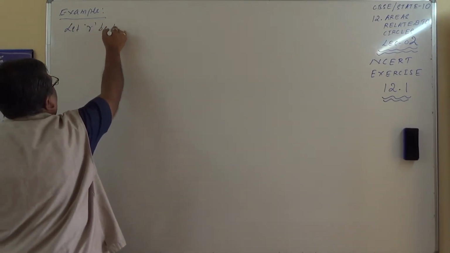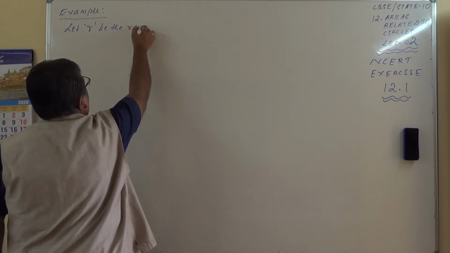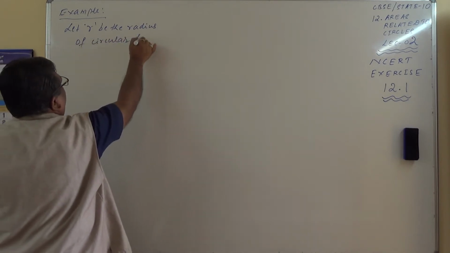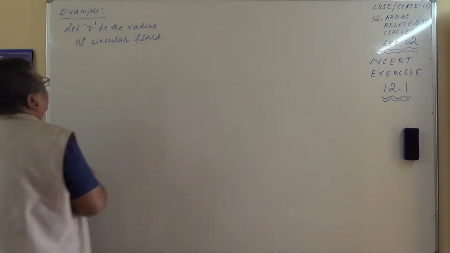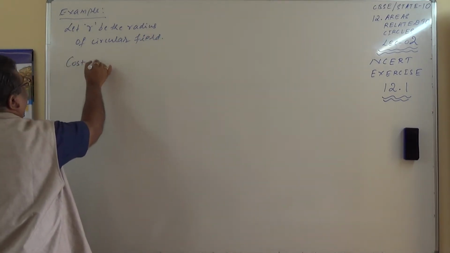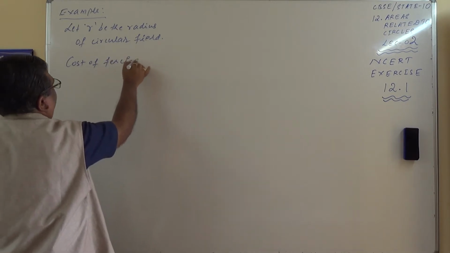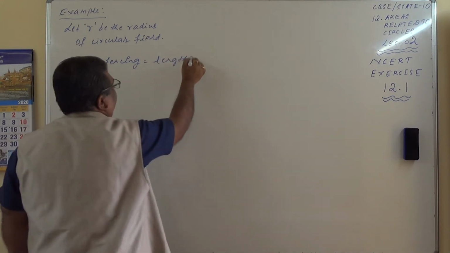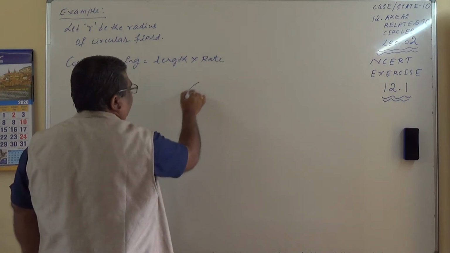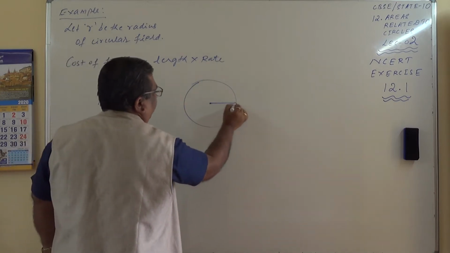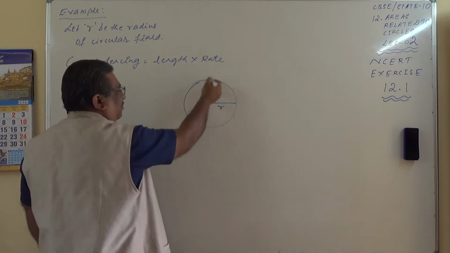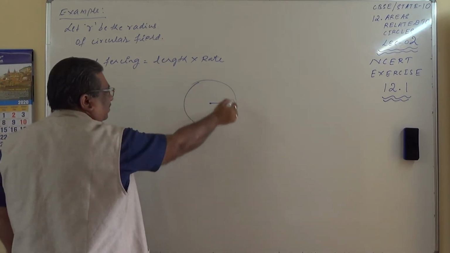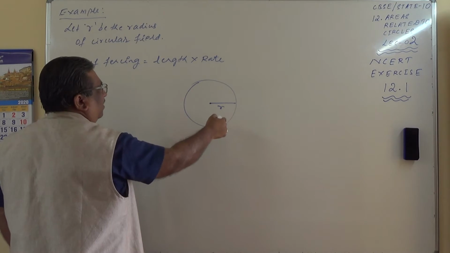Let R be the radius of the circular field. Cost of fencing is equal to length of fence into rate. For example, if this is a circular field and this is the radius R, the cost of fencing can be put only on the circumference. Therefore, the cost of fencing is equal to the length of the fence, which is nothing but the circumference, 2 pi r, into rate.